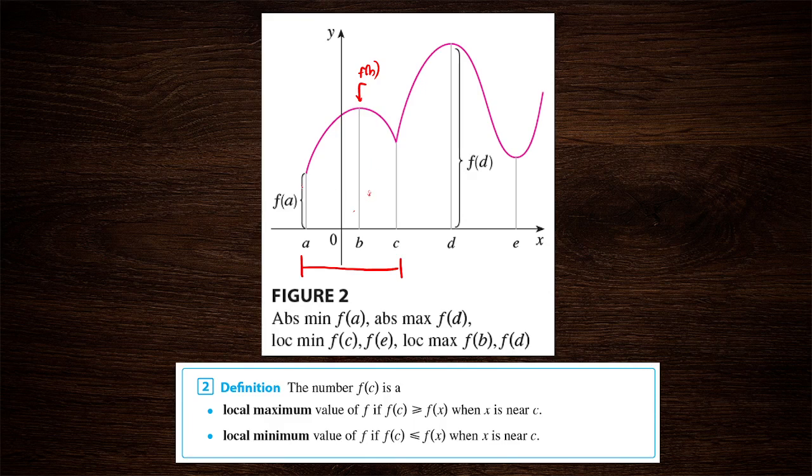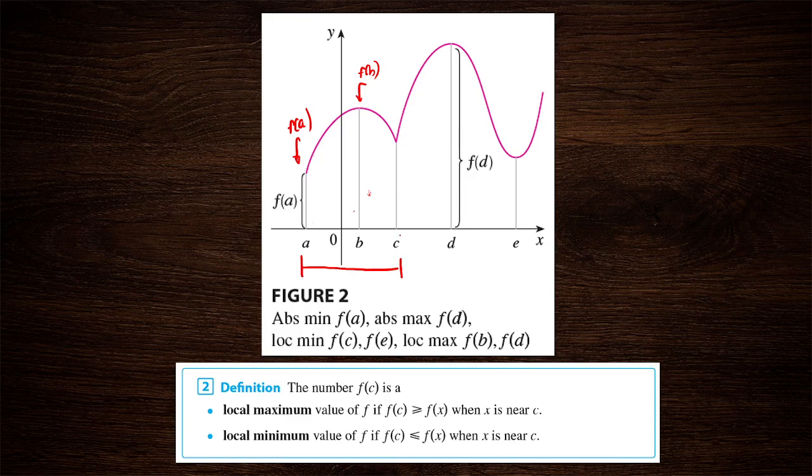And we have here f of a, which, as we could see all throughout the graph, is the absolute minimum.